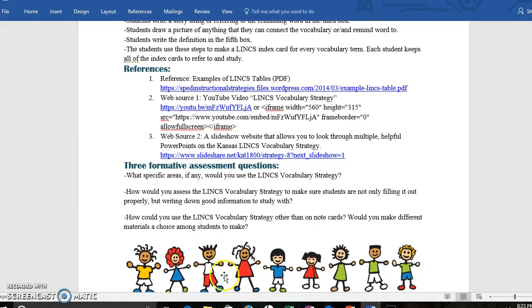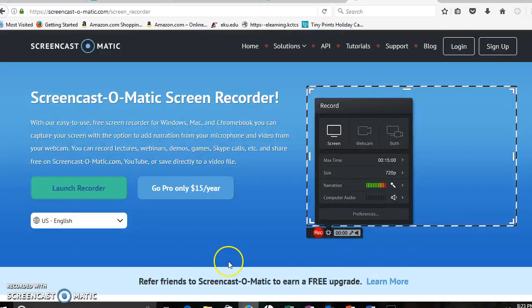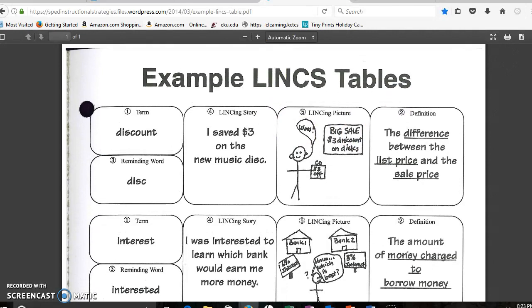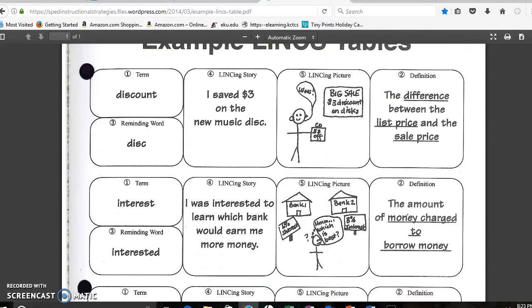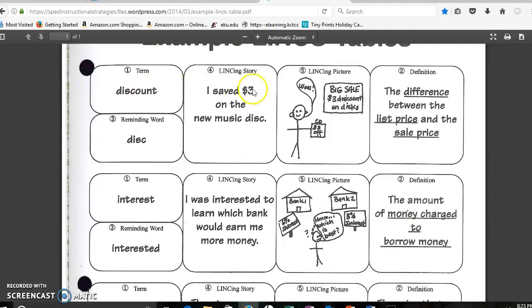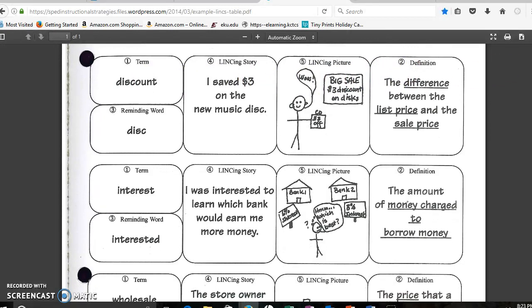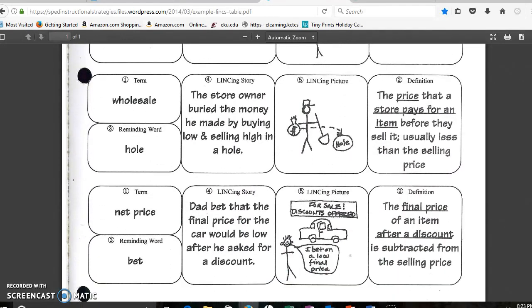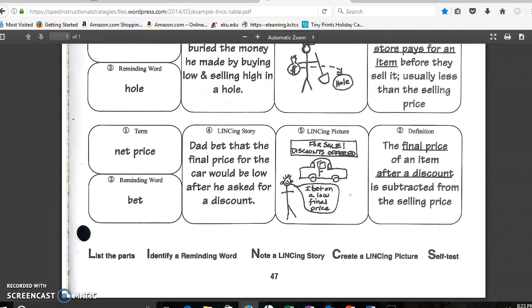The first reference that I have is this one, which is a PDF or a worksheet of examples of links tables. So this is what the index card would look like. So these 2 on the front and then all 3 of these on the back, or all 5 on the front. So you can see here how they did it and how it's supposed to look, which would be good for teachers learning how to do it or even being able to show students what it's supposed to look like. And then down here at the bottom, it actually shows what LINK stands for.